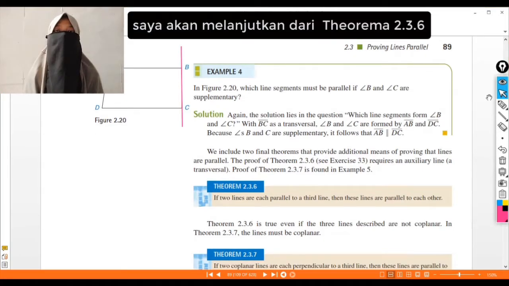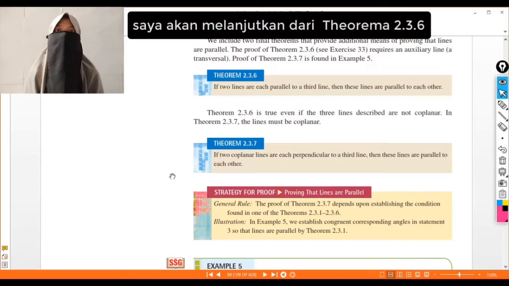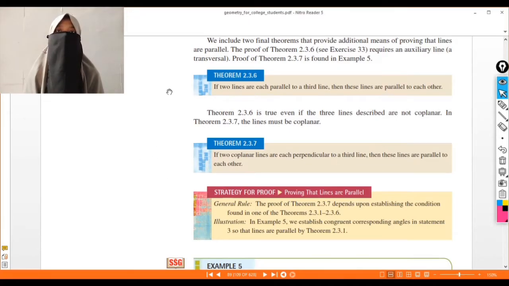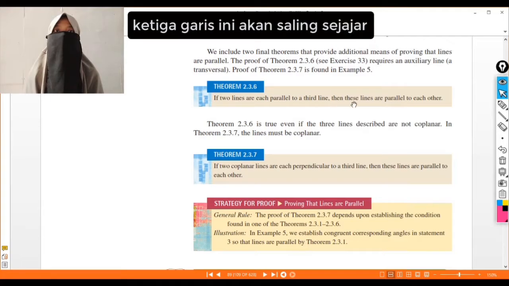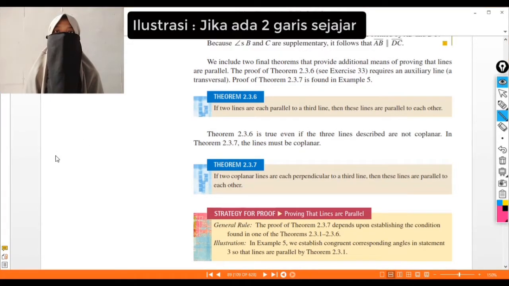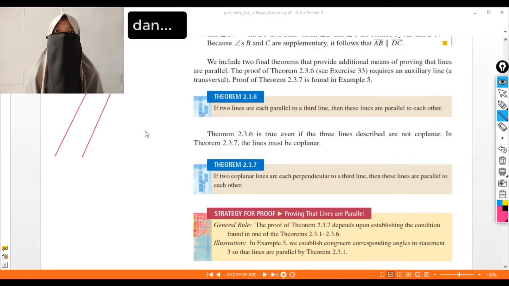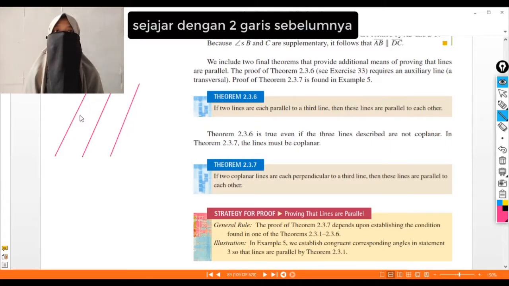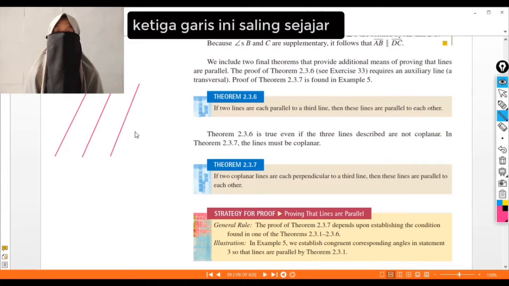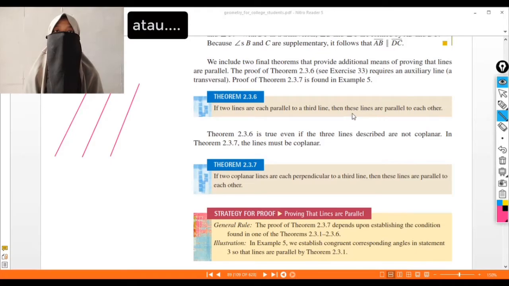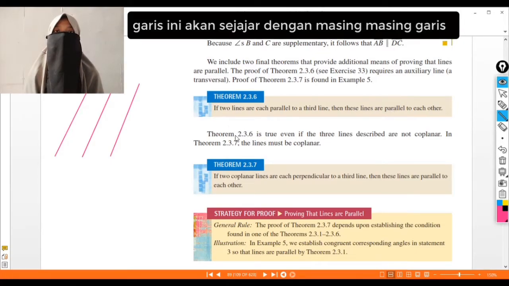I will continue from theorem 2.3.6. The theorem says if two lines are each parallel to a straight line, then these lines are parallel to each other. If they are two parallel lines and we give a third line parallel to the two lines, the three lines are parallel. These lines are parallel to each other.